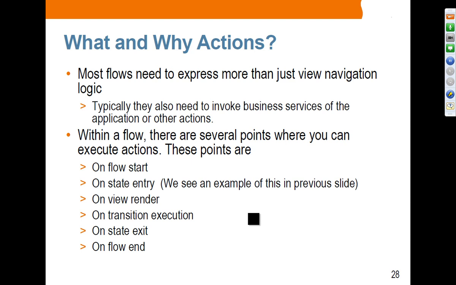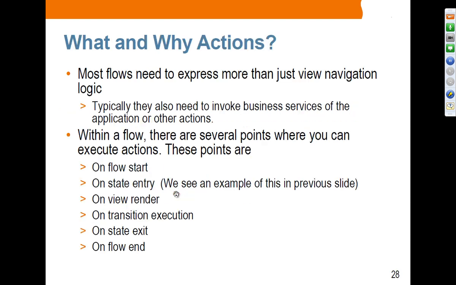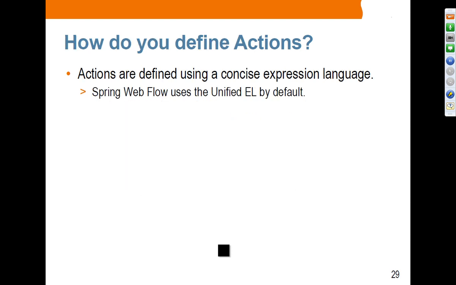Okay, and on state entry, so we saw an example in the previous one. So basically, this is an action state, and then we perform the action. Okay. And on view render, when the view is rendered, you might want to create the model attributes or something like that through execution of an action. Transition action or state exit and flow end. So basically, an action could be performed pretty much everywhere. Okay. So the point is that there is no limitation in terms of performing an action.